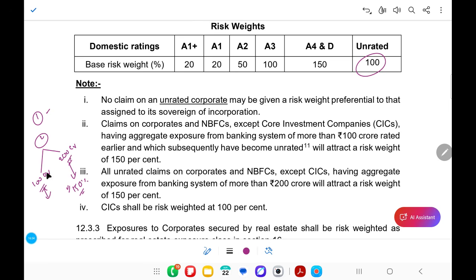Second is the 100 crore threshold. What does this threshold talk about? If a corporate or NBFC has an aggregate exposure of more than 100 crore, and was previously rated but has subsequently become unrated, it attracts a penal risk weight of 150% here also. So the risk weight will rise from 100% to 150%. Friends, this does not apply to CICs. It applies to corporates and NBFCs.